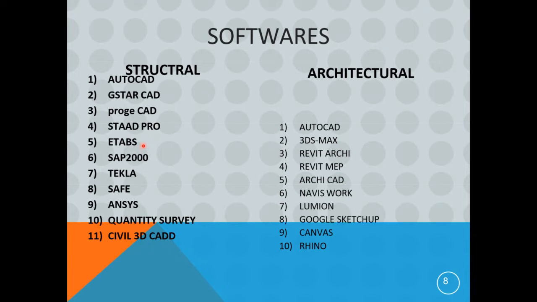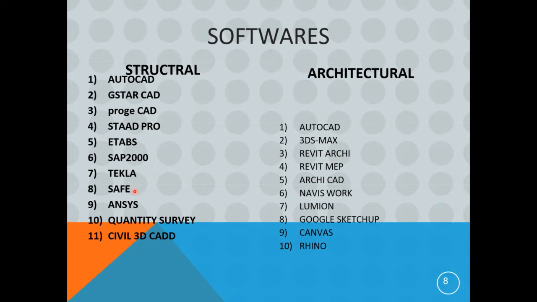ETABS is an Extended Three-dimensional Analysis of Building Systems, which is used particularly for buildings. Then the Structure Analysis Program we use for analysis purposes. Tekla is also used as on-site software. We can do analysis, and we can also do project management by using Tekla software. Then this is a slab analysis by finite element. So this is used only for slabs. We have different types of slabs like waffle slab, one-way slab, two-way slab, rib slab.